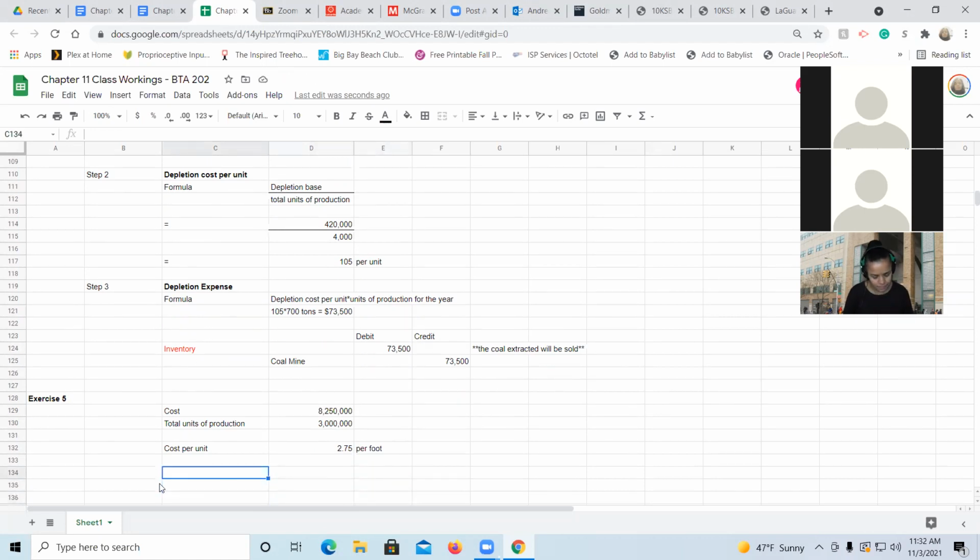For year one depletion, we have depletion cost per unit times unit of production: 2.75 times 700,000. We got 1,925,000. Good. And for year 2, 2.75 times 800,000, 2,200,000. Perfect.